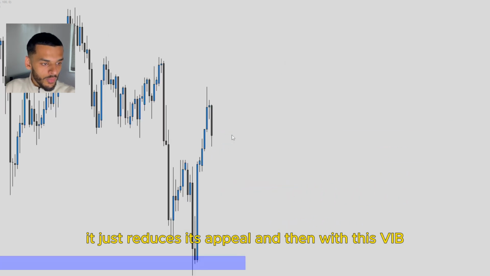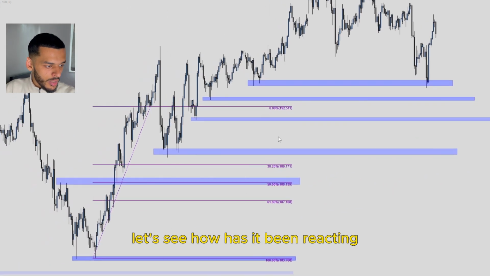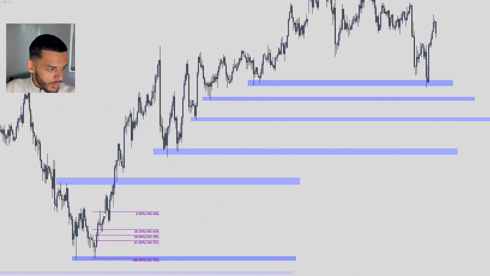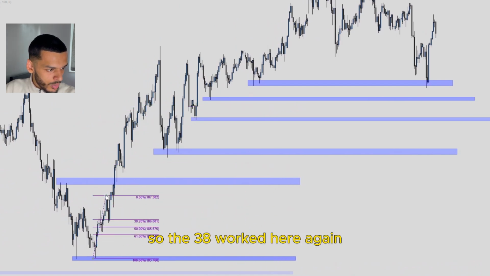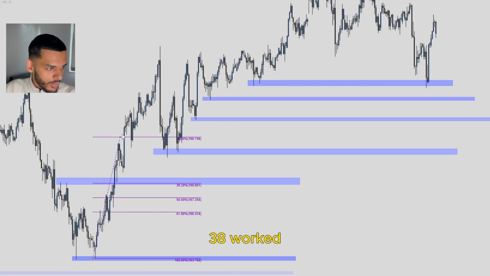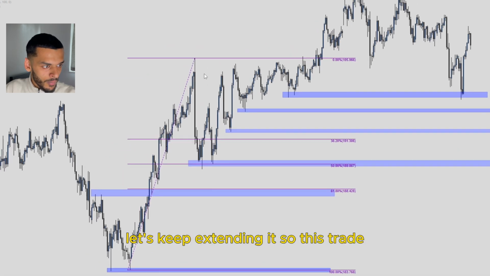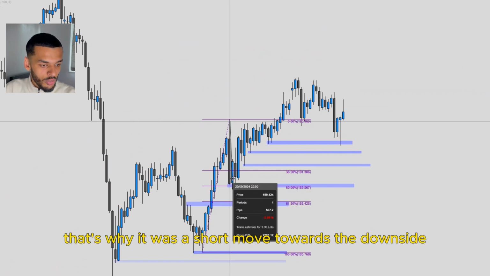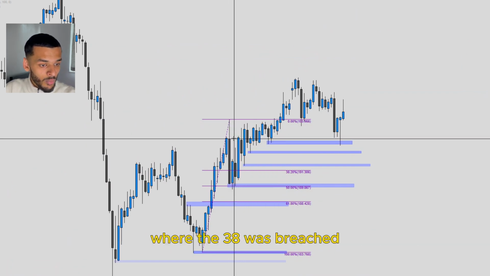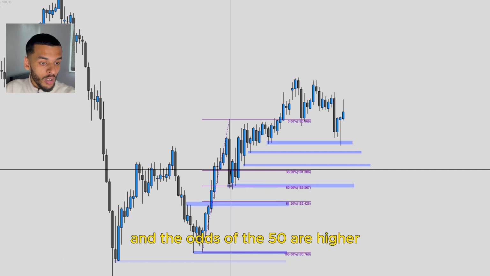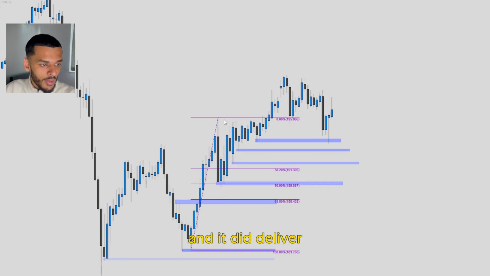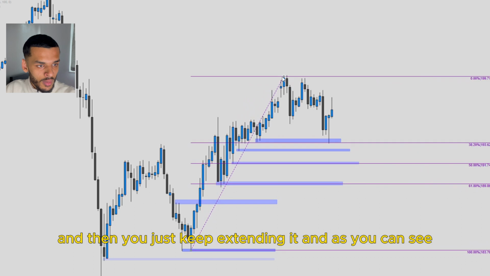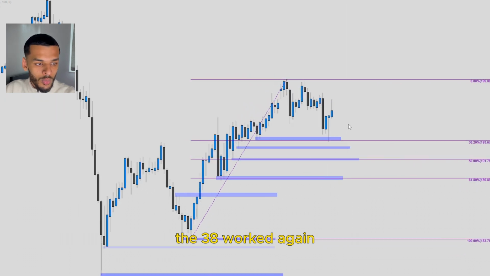And then with this fib, let's go into the lower time frame. Let's see how it has been reacting. So the 38 worked here again. Let's keep extending it. So this trade, it was yen intervention. That's why it was a sharp move towards the downside, where the 38 was breached and the odds of the 50 are higher, and it did deliver. And then you just keep extending it, and as you can see, the 38 worked again.